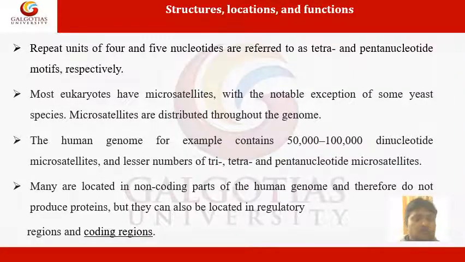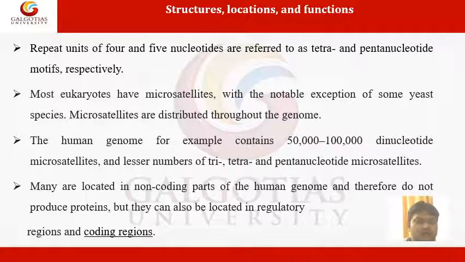Now the repeating units of 4 and 5 nucleotides are referred to as tetra- and pentanucleotide motifs respectively. Most eukaryotes have microsatellites, with the notable exception of some yeast species. Microsatellites are distributed throughout the genomes, and the human genome contains around 50,000 to 1 lakh dinucleotide microsatellites, and a lesser number of tri-, tetra-, and pentanucleotide microsatellites.